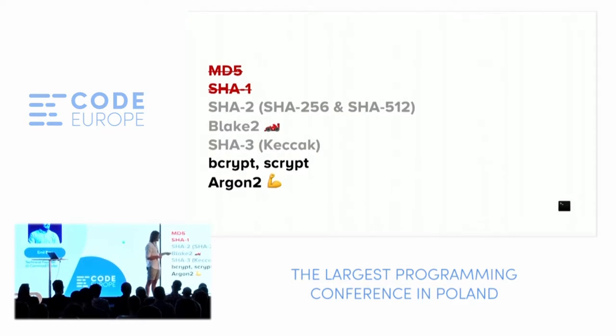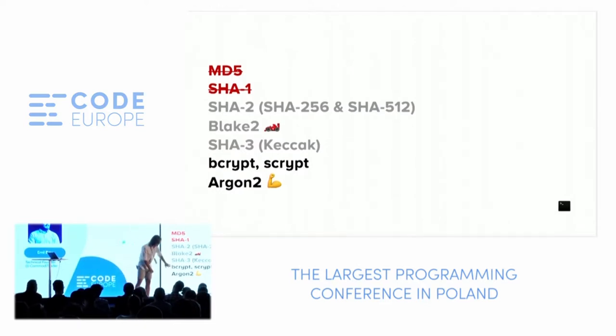Now, Blake2, which is my go-to hashing algorithm, is much faster than MD5, but it's more secure than SHA-2. So that's why I put the race car there. If you need a hash function, you can use Blake2. And then we have SHA-3, which I won't talk about.